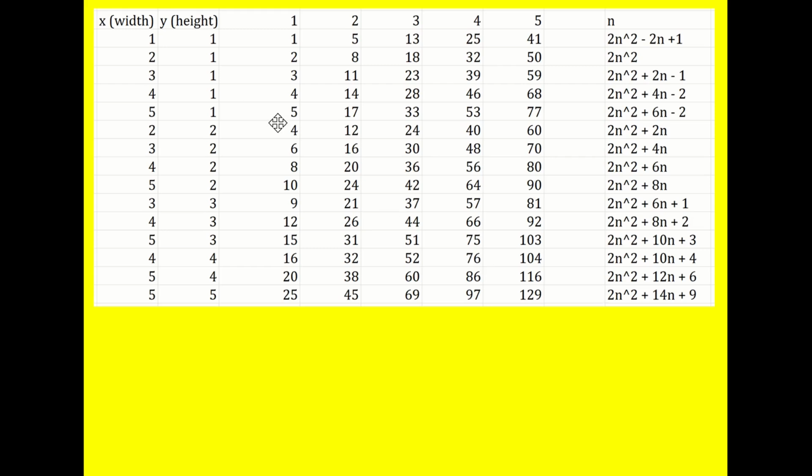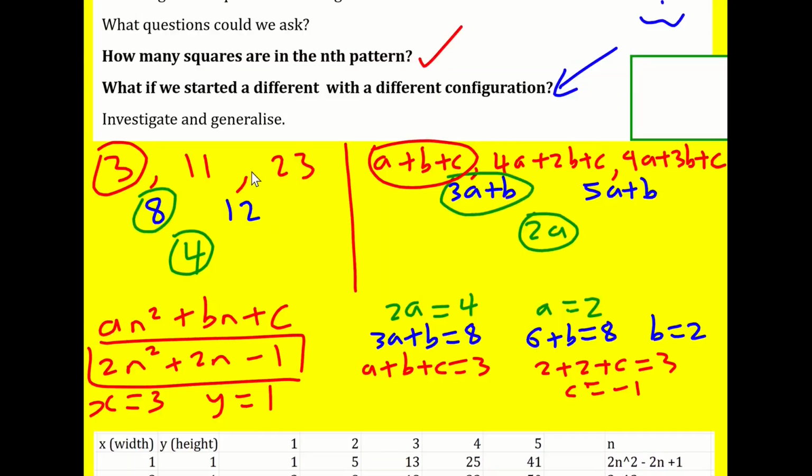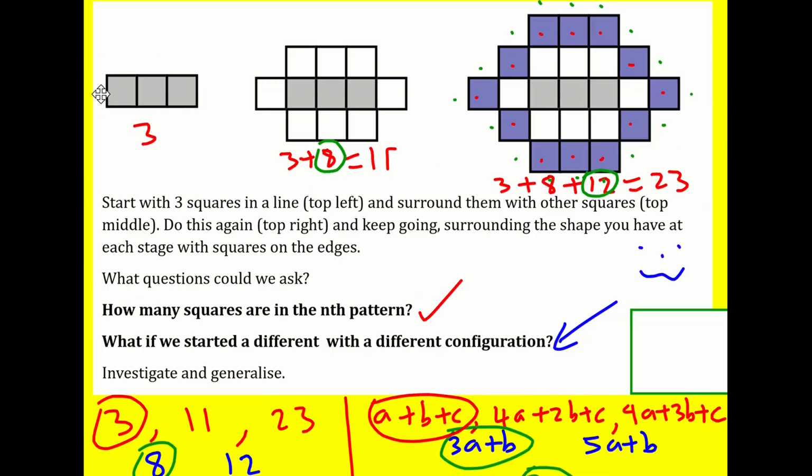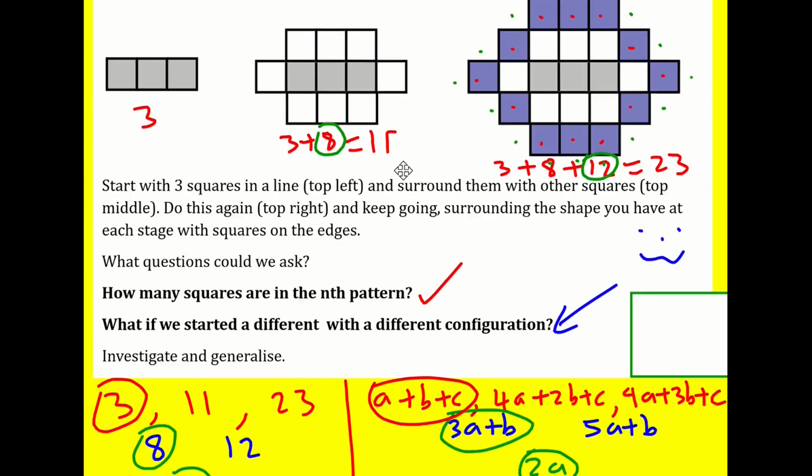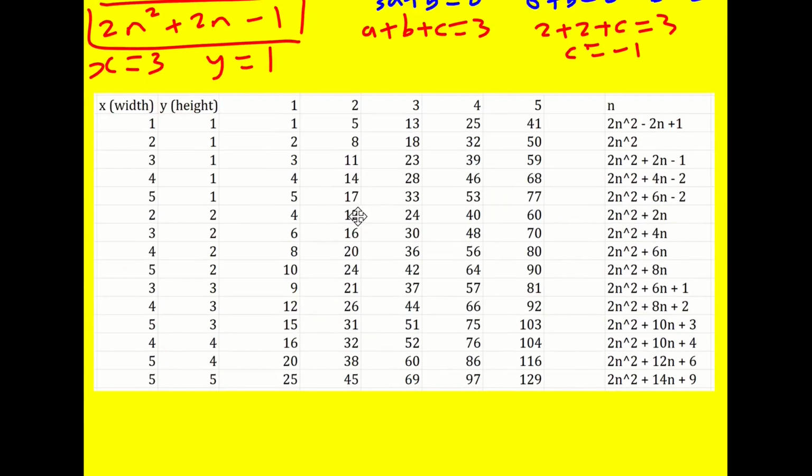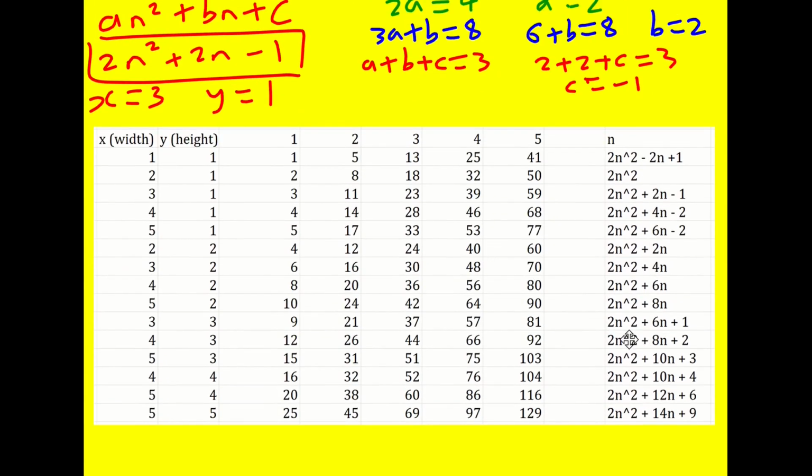Here are some that I did earlier. So I've got different widths and I've got different heights. Notice I do a 3 by 2. I don't worry about a 2 by 3, for example, and that's because if you swap the x and the y around, you'll get the same nth term. It doesn't matter if you turn this round to make it a 1 by 3. You'll get the same pattern coming out.